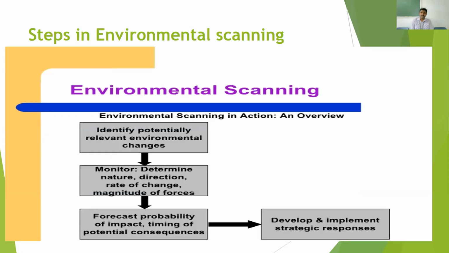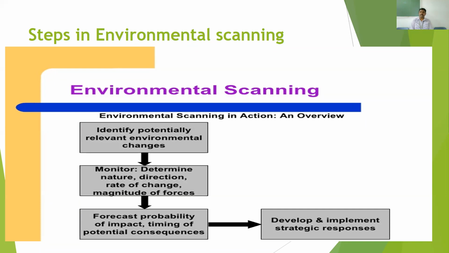Okay, now we'll see about the process involved in environmental scanning. The first one is identifying potentially relevant environmental changes. Second one, monitor, that is determine nature, direction, rate of change, magnitude of forces. Third one, forecast probability of impact, timing of potential consequences. And fourth one, develop and implement the strategic responses. Okay, those are the steps involved in environmental scanning.